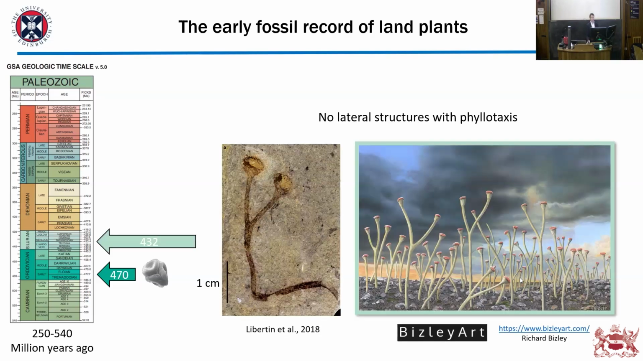In this case, they're these tiny branching stems which look completely alien to us today. These plants are often grouped into the genus Cooksonia. They just have these branching stems and these terminal reproductive structures.